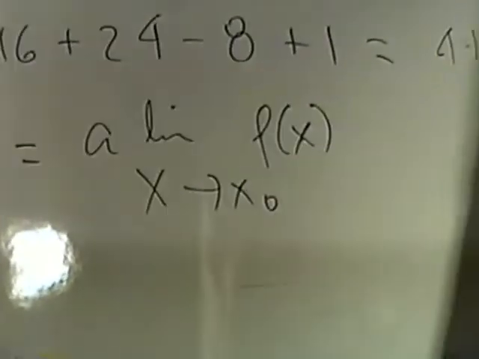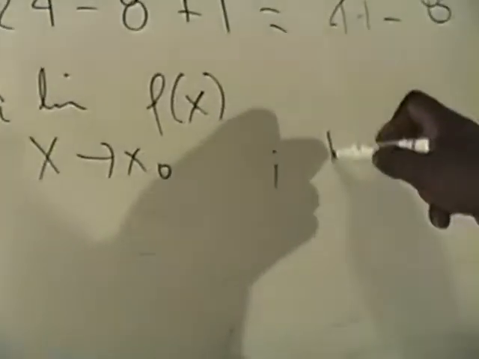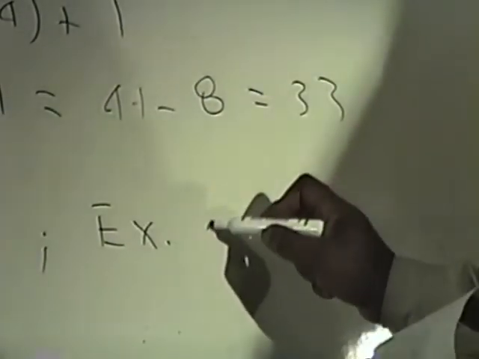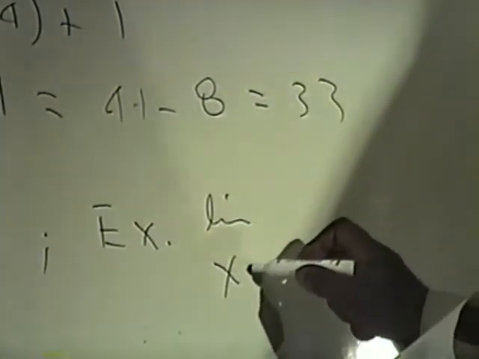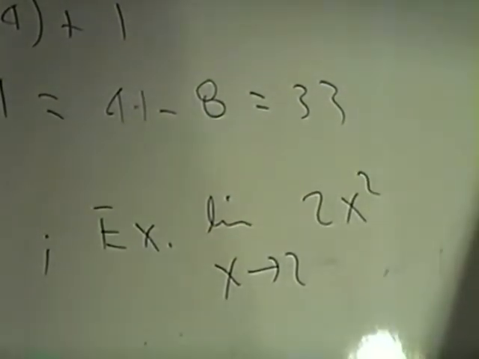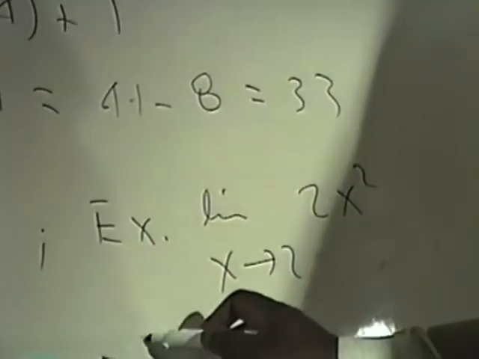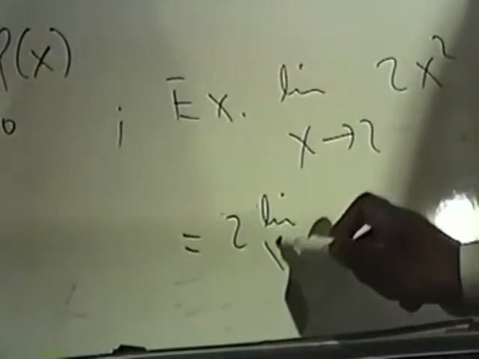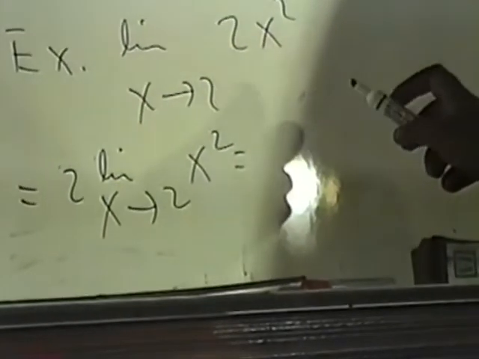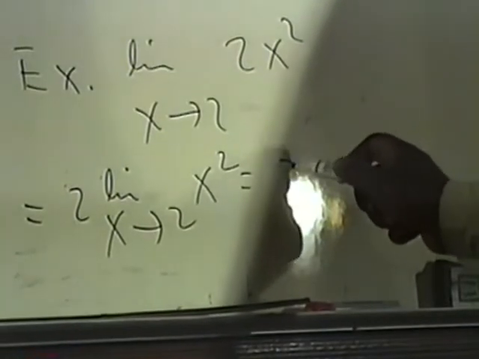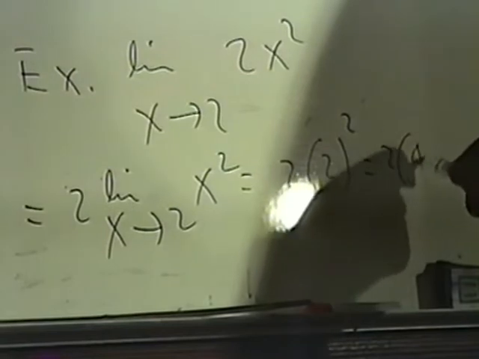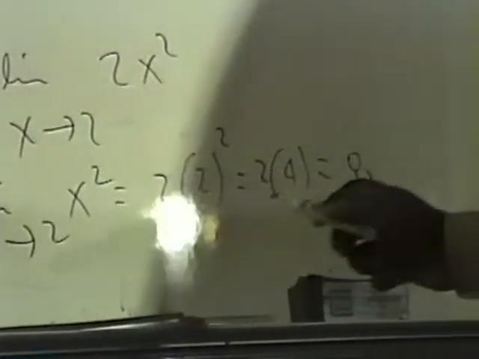Okay, let's repeat another example of the kind. Suppose we have the limit as x approaches 2 of 2 times x to the second power. So that will be 2 times the limit as x approaches 2 of x to the second power. So this is equal to 2 times 2 to the second power, which is equal to 2 times 4, which is equal to 8.